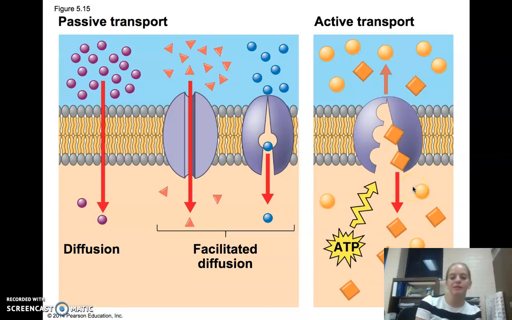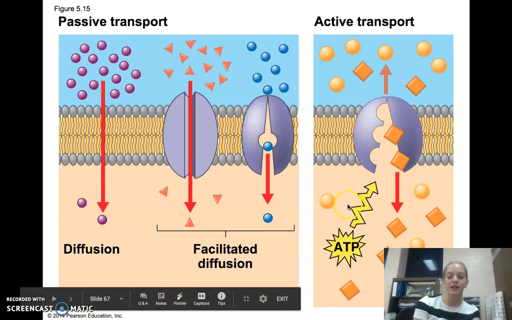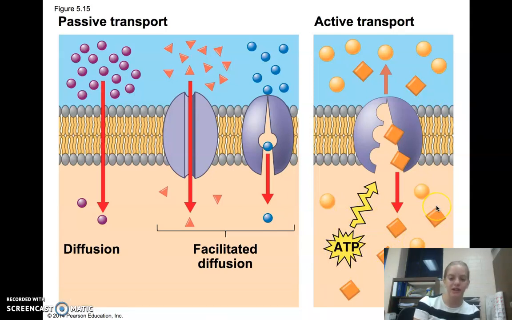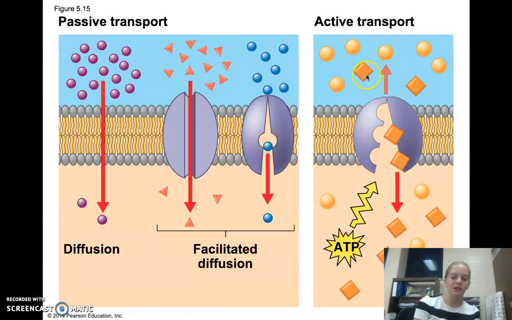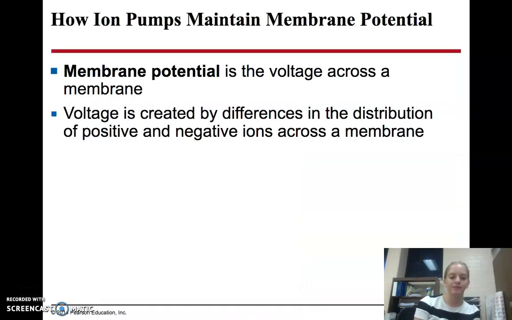And most of the time, proteins are still required and ATP energy is required because they're moving against their concentration gradient. So in this case, the circular molecules, probably the sodium, are moving from low to high, and the square molecules, what could be the potassium, are moving from low to high, just in opposite directions. And that one requires energy and uses a protein.